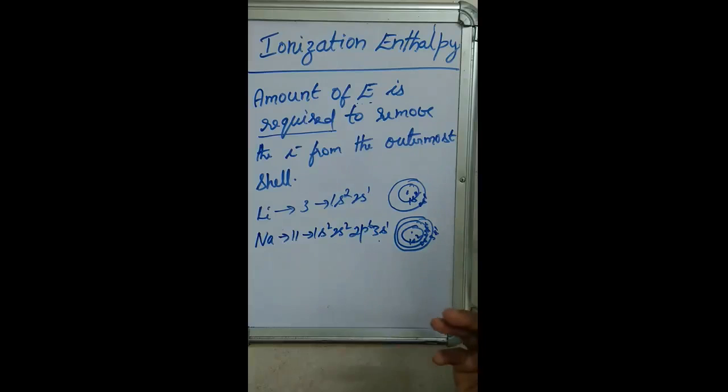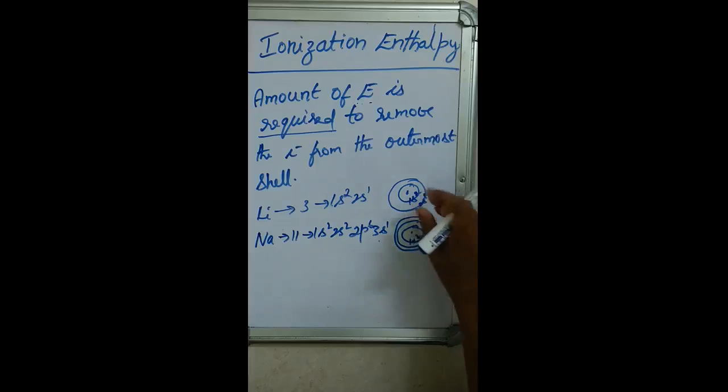Now what is the meaning of ionization enthalpy? Here, if I want to remove the electron from the outermost shell, I have to apply a certain amount of energy to remove the outermost electron. In this case the second shell is very close to the nucleus compared to the third shell. Since the second shell is very close to the nucleus, the nucleus tightly holds the outermost electron.